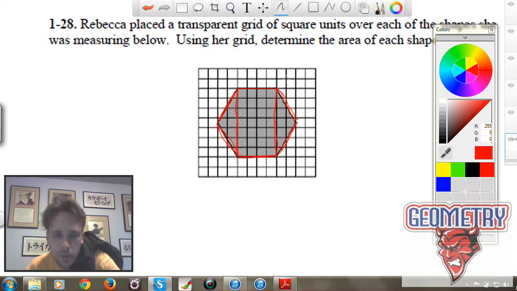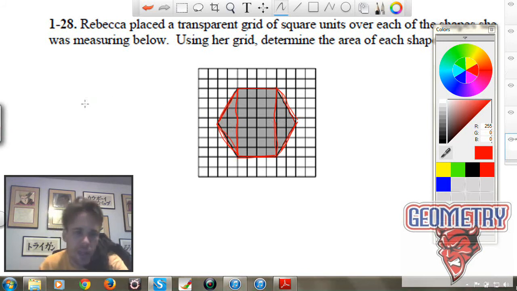Putting some of those vertical lines in, we've now created 3 distinct objects: a rectangle in the middle and 2 triangles on either side. Now the rectangle in the middle, we can find its area by simply multiplying the length times the width. So 1, 2, 3, 4 by 1, 2, 3, 4, 5, 6, 7. So 4 by 7. The area of the rectangle in the middle is 28.